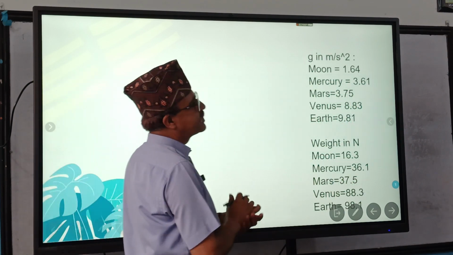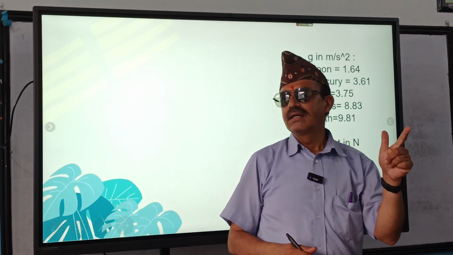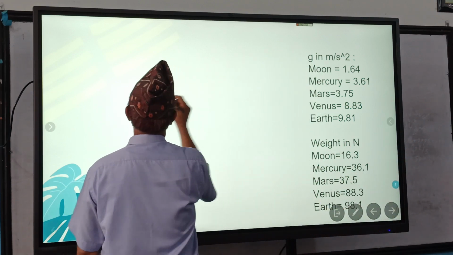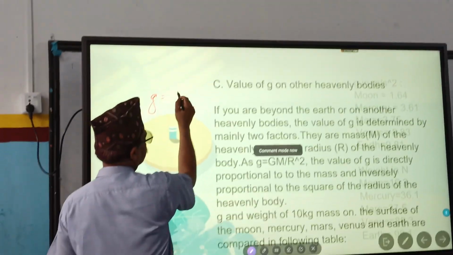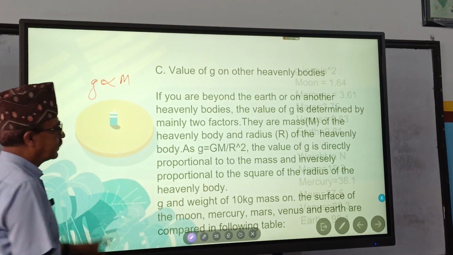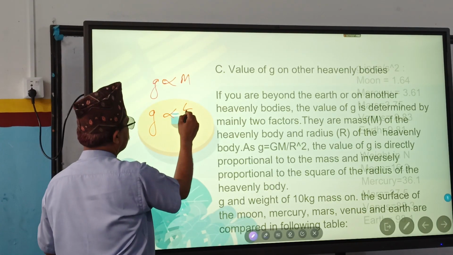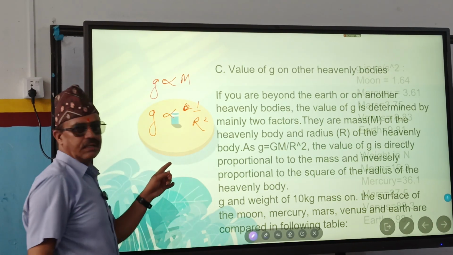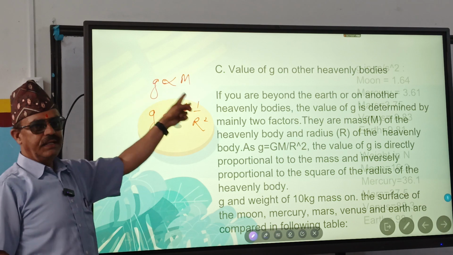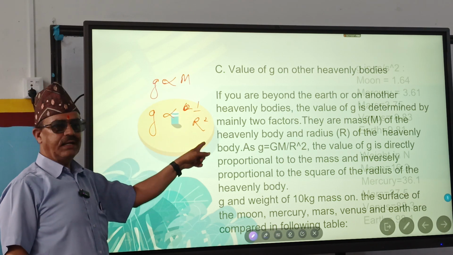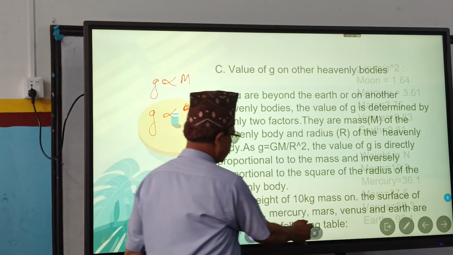What about the value of g? On which factors does the value of g depend? Mass of the heavenly body and radius of the heavenly body. Remember the relation: g is directly proportional to the mass of the heavenly body, and g is inversely proportional to the square of the radius of the heavenly body, right? More mass, more g. Less mass, less g. More radius, less g. Less radius, more g.